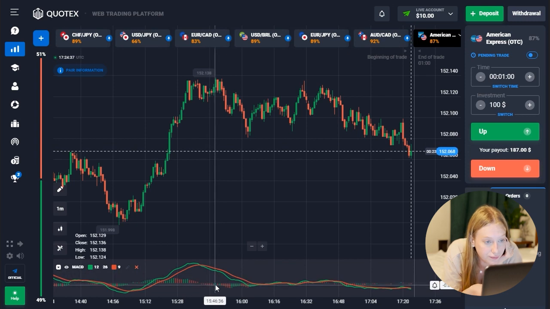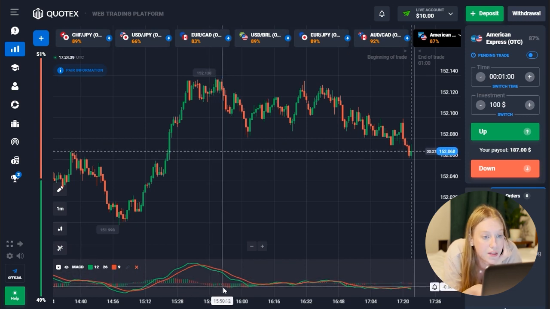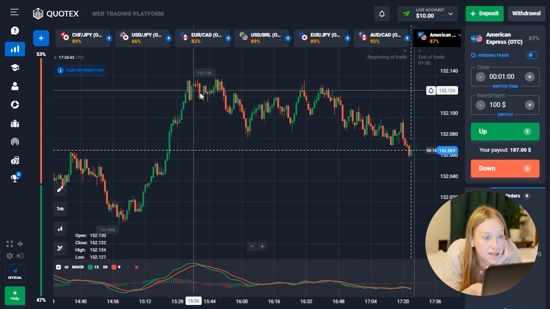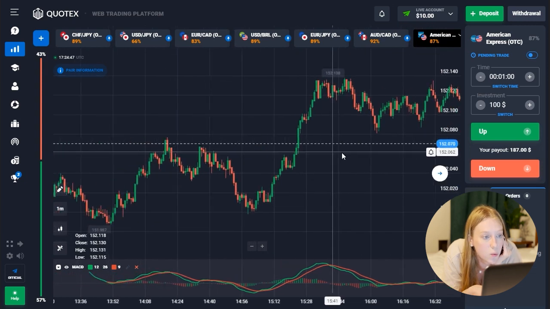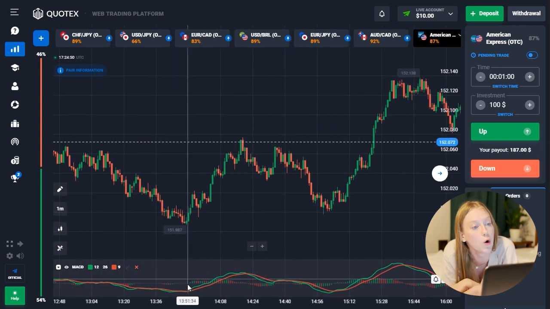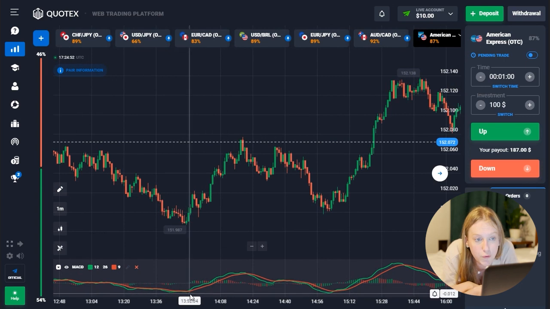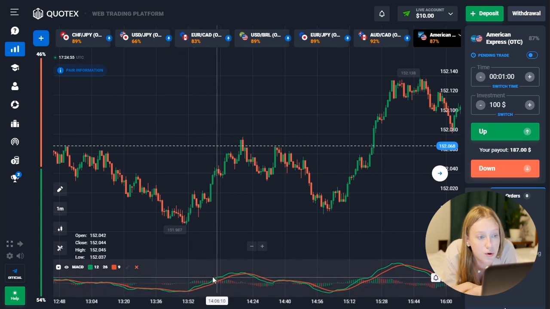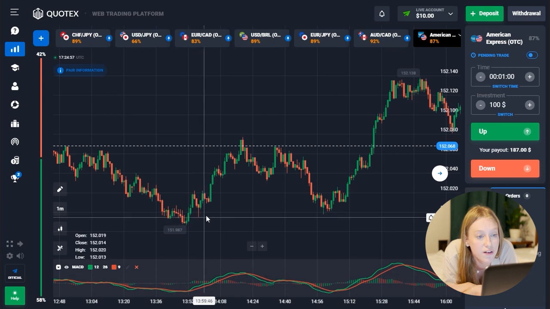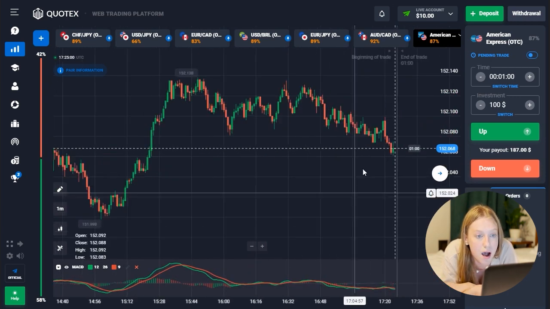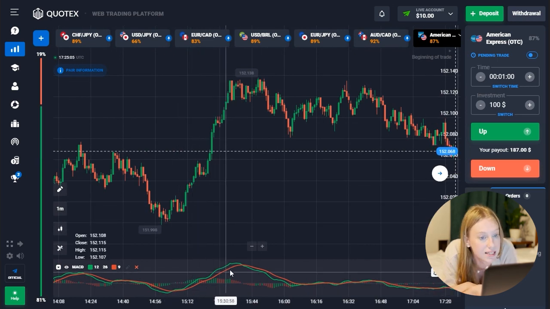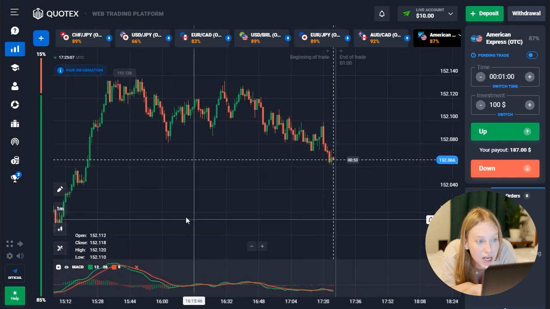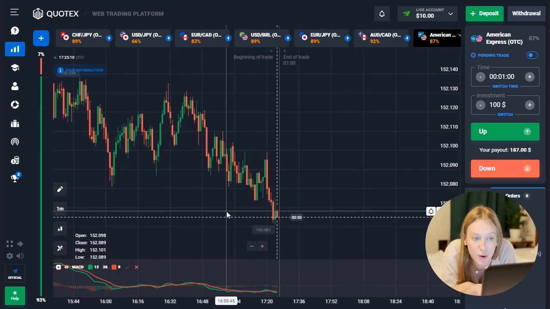For example, from top to bottom, and at the moment you can see the red histogram that is forming. This tells us that there is going to be a downward movement, and here we can open a trade down. So, for example, when the green moving average crosses the red moving average from bottom up, at the same time you can see the green histogram is forming. This tells us that the price is going to go up very soon, and of course in this situation you are going to open a trade up.